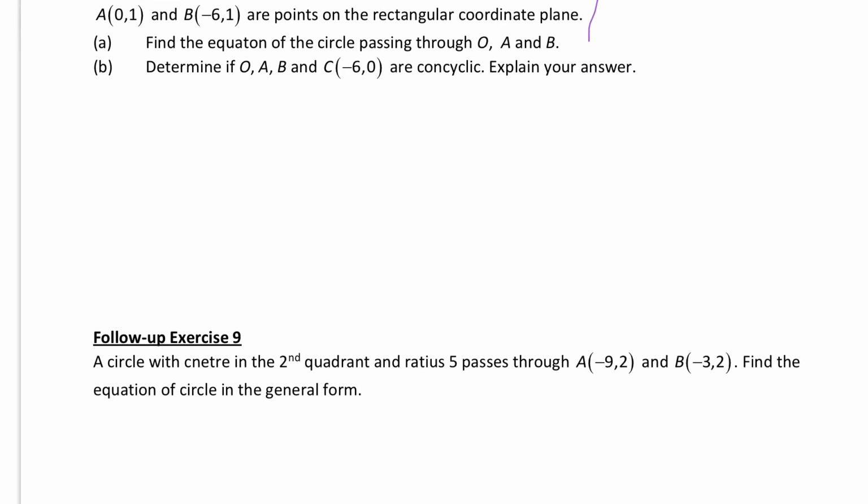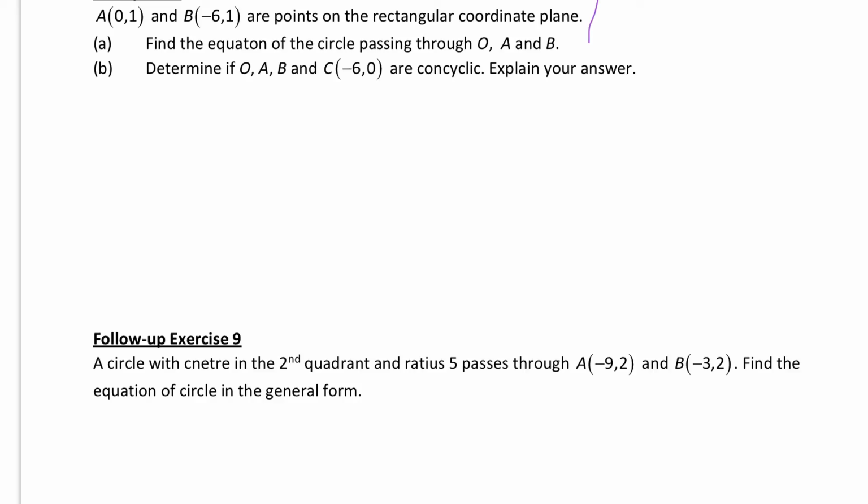The last example, example 7.9. Read the question first. We have 2 points, A and B. Find the equation of circle passed through O, A, B. O means the point of origin. A is 0, 1, and B is negative 6 and 1. It asks you to find the equation of circle passed through these 3 points.